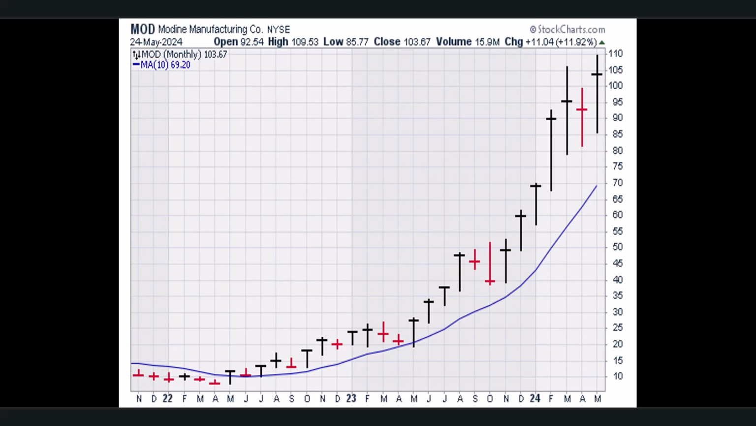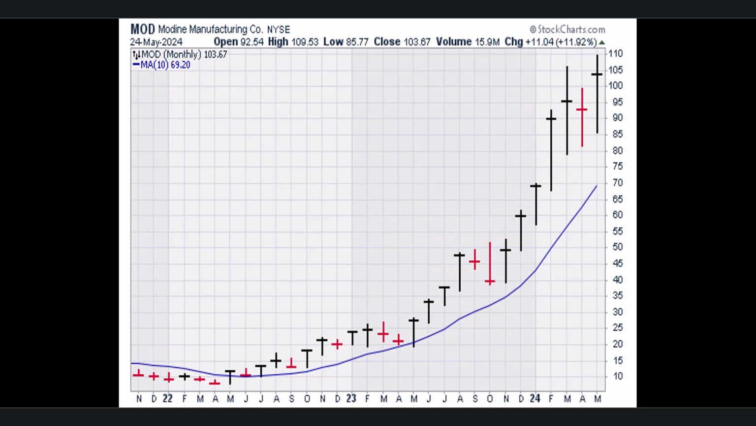According to Prime Trade Select rules, the stock is in a bull trend on a monthly basis if the stock price is above the 10-period or 10-month simple moving average. The monthly chart shows that MOD is well above the moving average line, so the monthly trend in MOD is up. Now we're going to look at a daily chart.